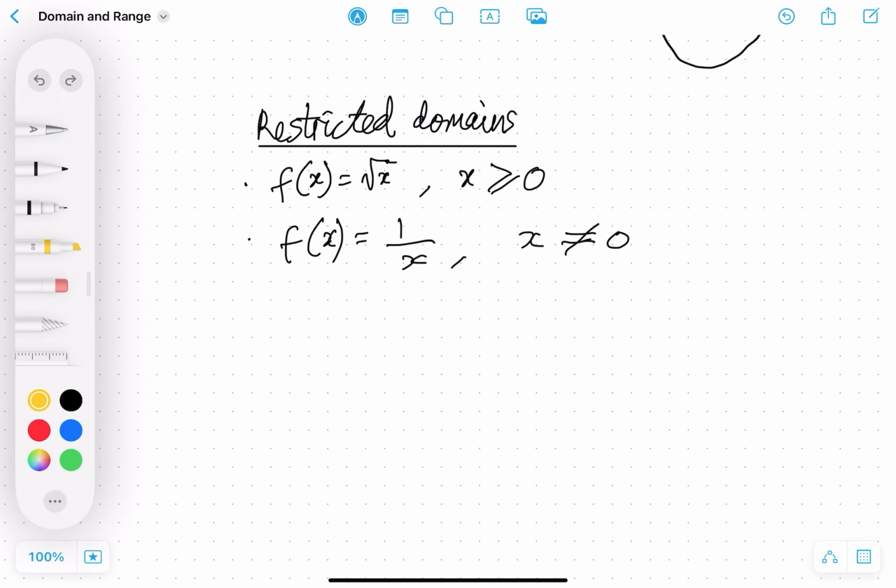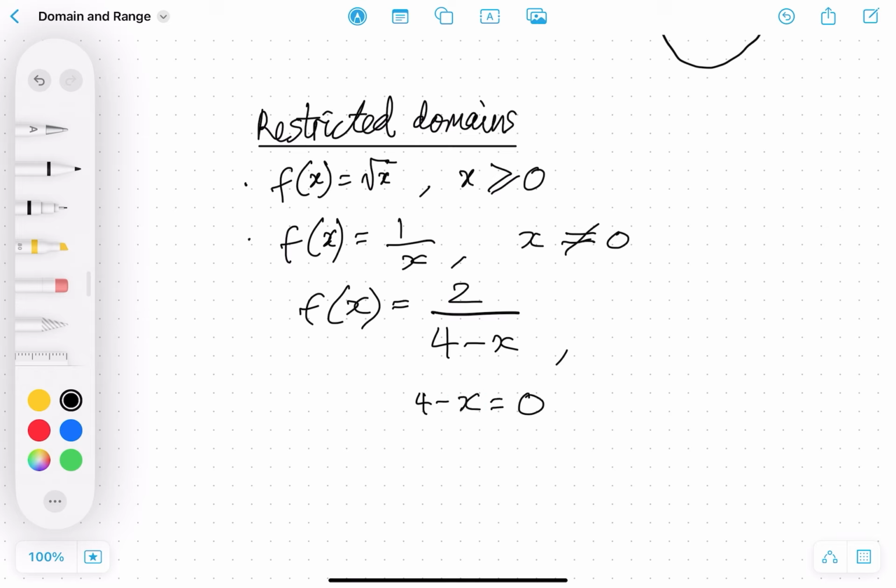And so now if we extend this example to a more complex fraction, let's say 2 divided by 4 minus x. Now what would the domain of this function be? Well, we still can't have the denominator equal to 0, because that would be undefined. So we set that equal to 0 to find the invalid x value. And we see that x equals 4 produces a denominator of 0. So therefore that must be restricted from the domain. And so we can write it as x is not equal to 4.